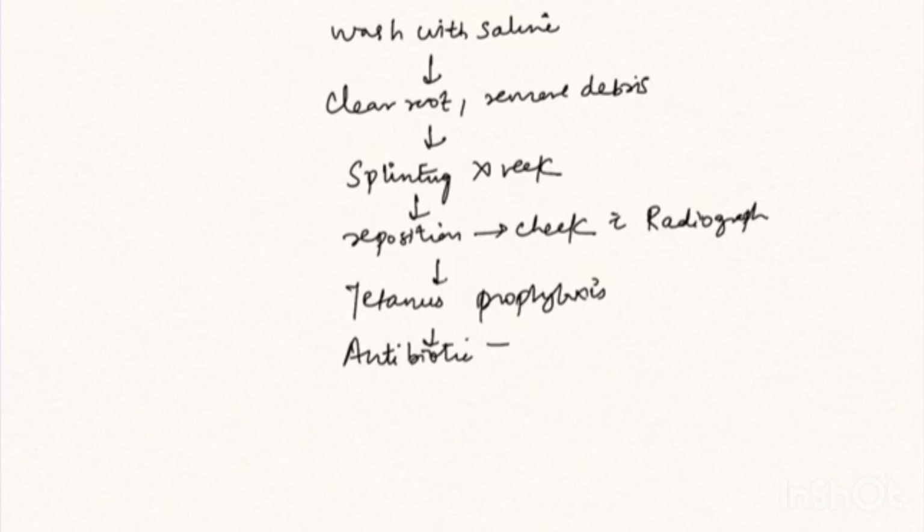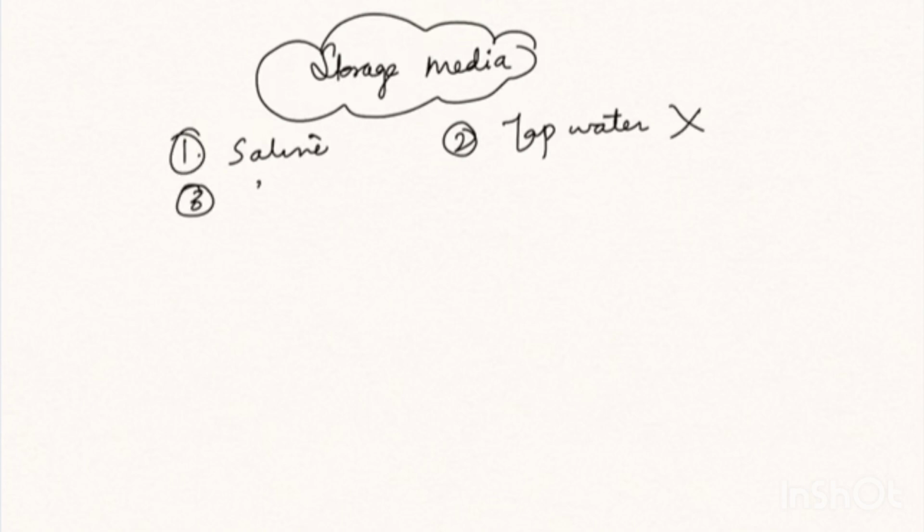Now coming to the various storage media used. Various storage media used for reimplantation are saline, and then tap water, which should not be used because of its isotonicity. Then the saliva, but it has bacteria, so bacterial contamination of the tooth is very common. Then milk is the best medium because it contains amino acids, carbohydrates and vitamins. Low fat cold milk is used to store the avulsed tooth.